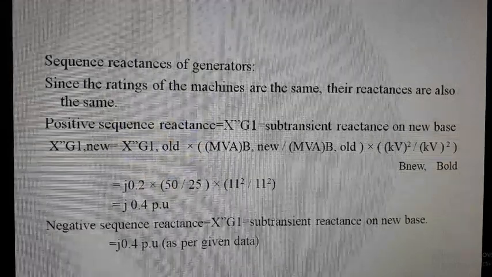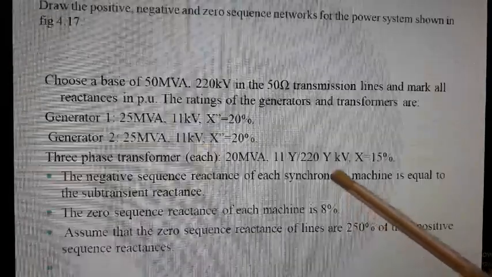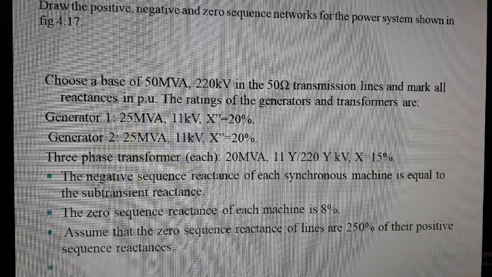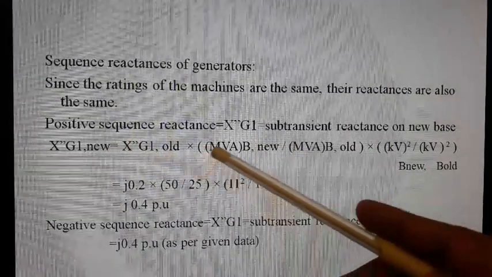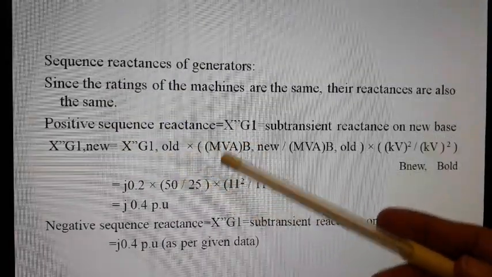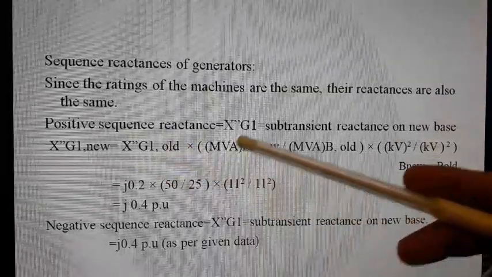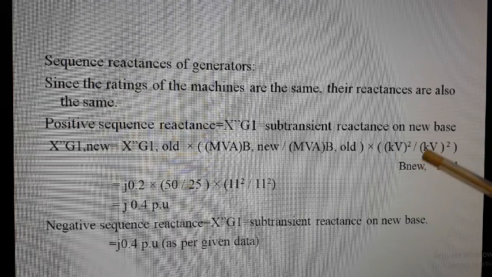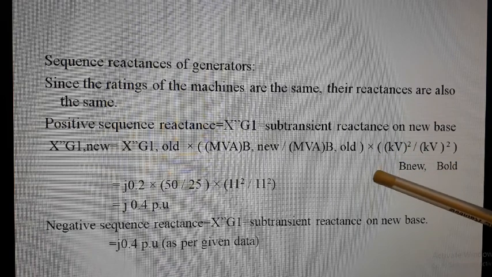First let us take the positive sequence reactance. The subtransient value has been given for generator 1, j0.2. Then it is the old value into, because we want to find it for a new base. So Xg1 new value is the old value into MVA base new divided by MVA base old, into kV base old square divided by kV base new square. So this we have already dealt with.